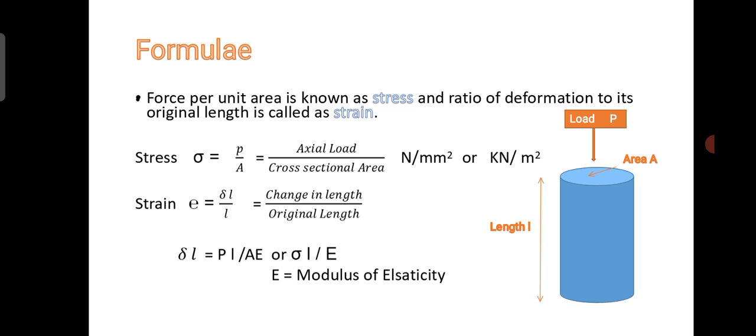Now if we have a hollow cylinder, then the area is pi by 4 (d2 square minus d1 square), where d2 is the external diameter of the hollow cylinder and d1 is the internal diameter. So the main thing is that the load is axial, the cross-sectional area is the area on which the load is applied, and the deformation delta L can be calculated using PL by AE, where E is the modulus of elasticity.